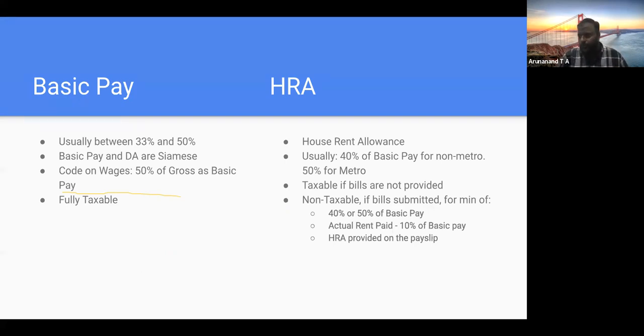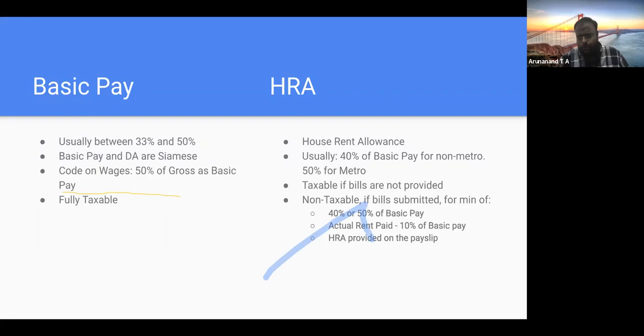So if you look at the bank employees, what the banks are doing is, they actually don't give the HRA, but the bank will rent out a house and give that house to the employees. In that case, they will not have HRA. So HRA is basically the house rent allowance given by the organization to find a house and stay in that.